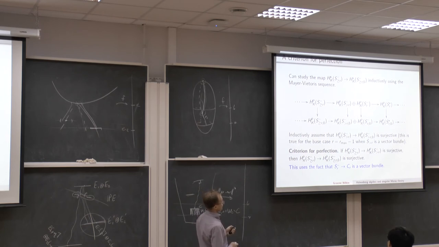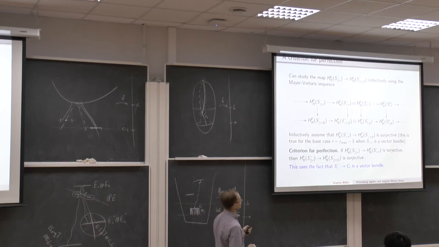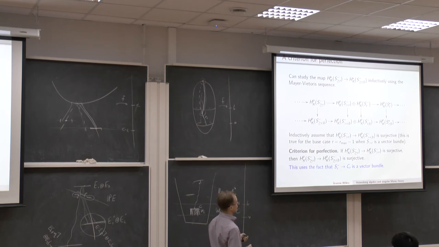Okay, so if this map here in the exact sequence is surjective, which it is when R is as big as possible, then we can prove that this map here is surjective as well. So this is surjective, and we can inductively assume this is surjective because in the base space it looks like a vector bundle. Then we can do a diagram chase argument to show that this map is surjective.